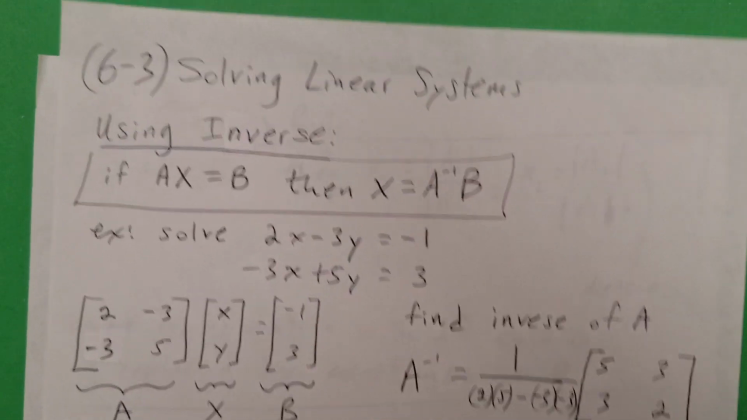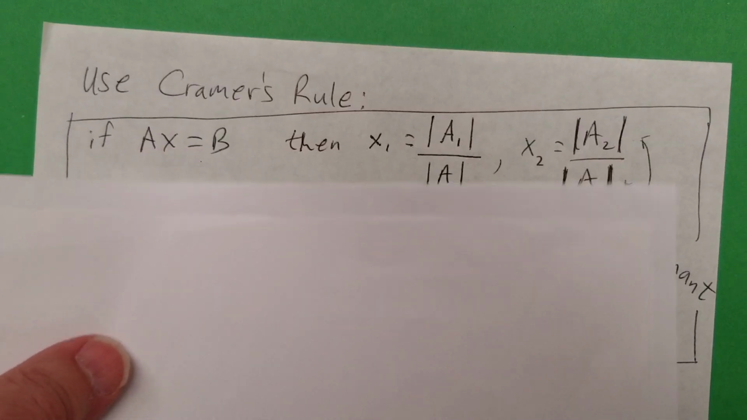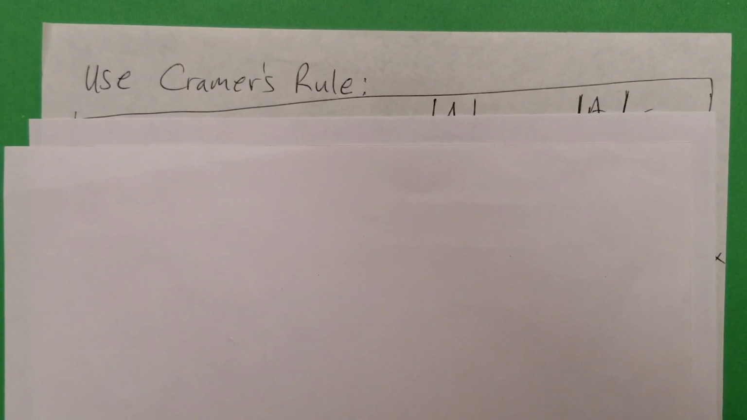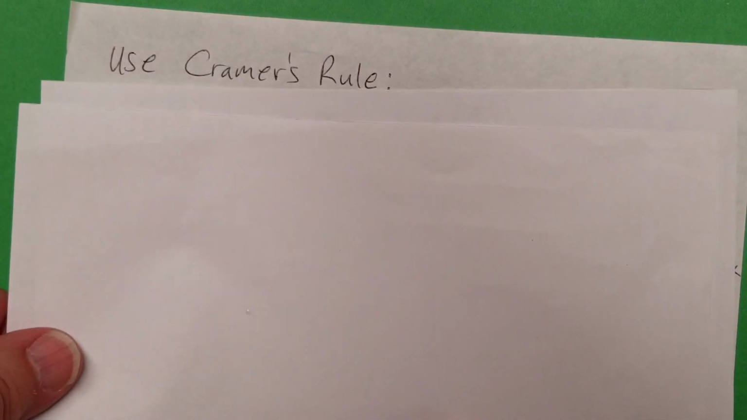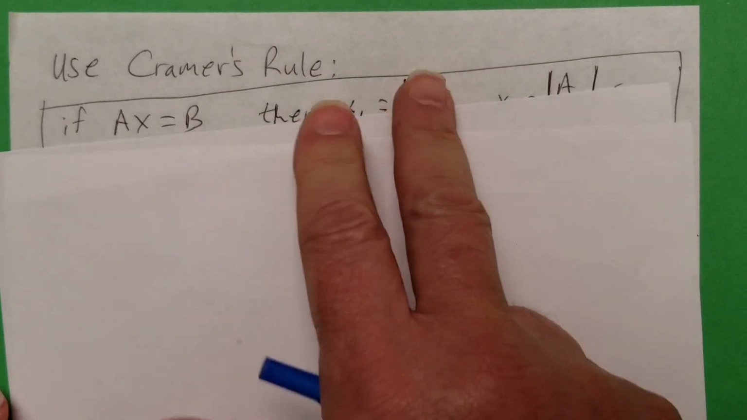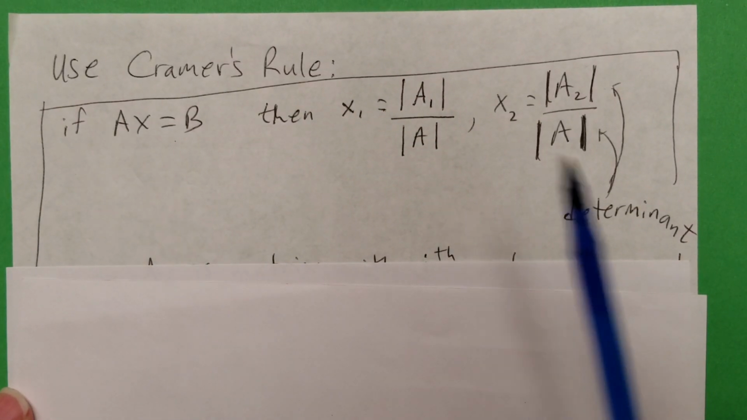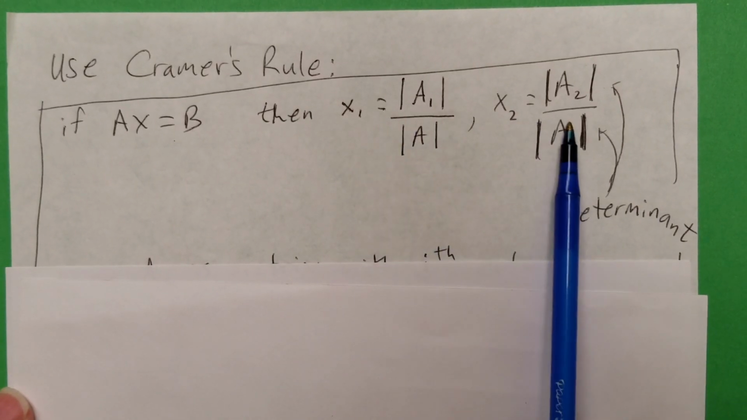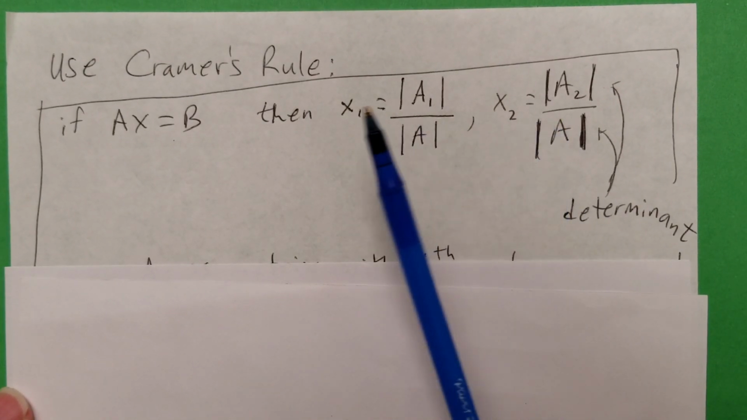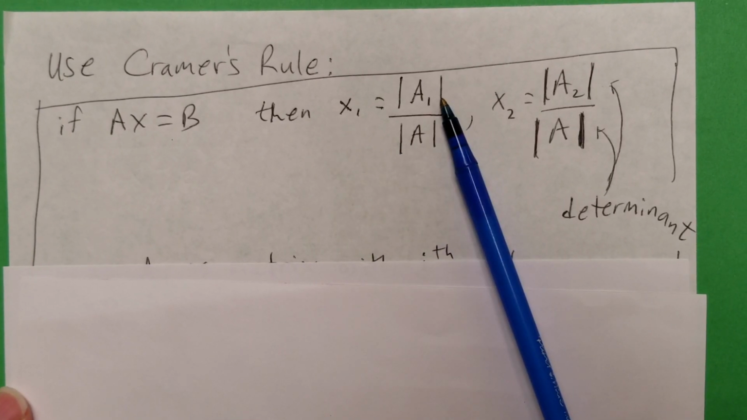Here's another way. There's another way of doing it. This other way is called using Cramer's rule. Okay, what is Cramer's rule? Well, Cramer's rule says if you set it up like before, then here they call it x1, x2, but it could be x, y. Your first variable is equal to a sub 1 over a.